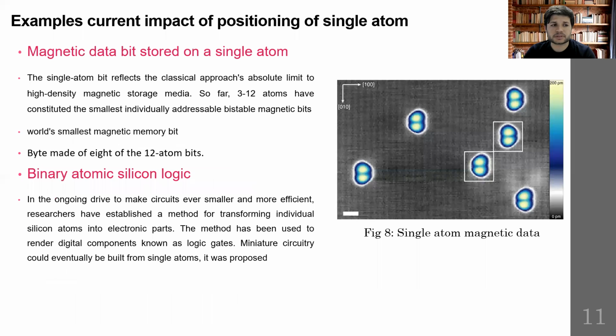An example of this current positioning of a single atom is a magnetic data bit stored on a single atom, and the second example is binary atomic silicon logic. The IBM researchers say it is the smallest. The first example is the smallest memory, a magnetic memory made from 3 to 12 atoms. The binary atomic silicon logic is the method used to render digital components known as logic gates. Manipulated circuits could eventually be built from single atoms.